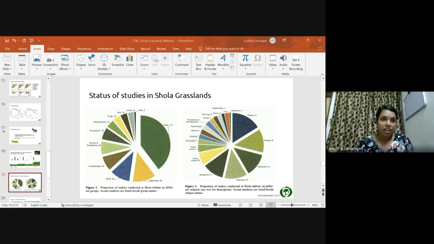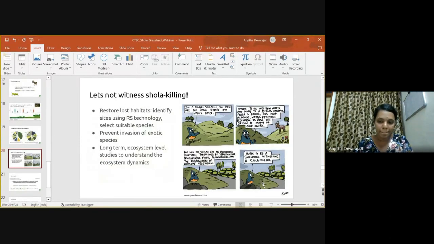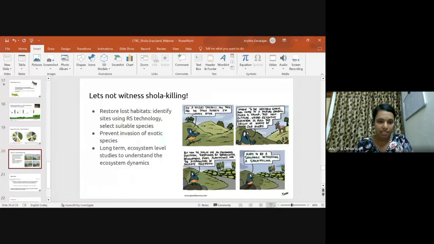We can say most of the studies are descriptive in nature and species-specific. But for the conservation of a particular landscape, we have to study multiple aspects of that landscape. So we need larger, long-term and multi-aspect studies to be carried out in this landscape to better understand it and also to plan future conservation strategies. Coming to the next slide.